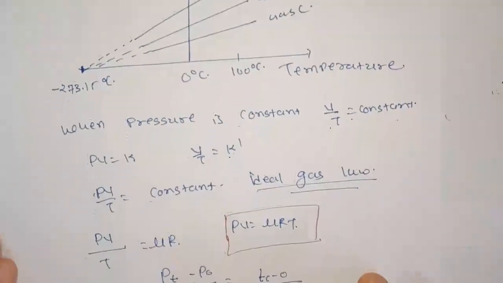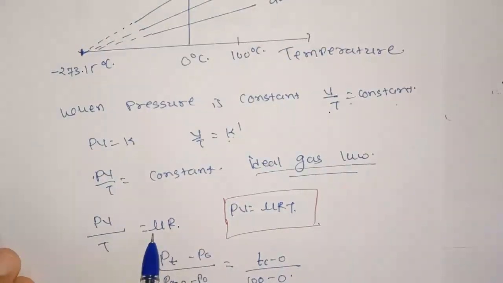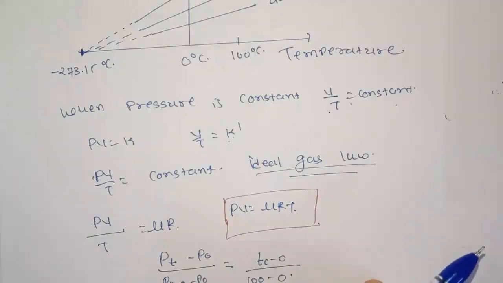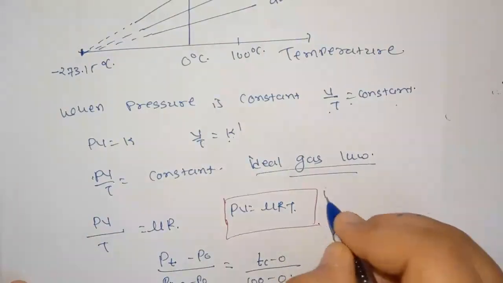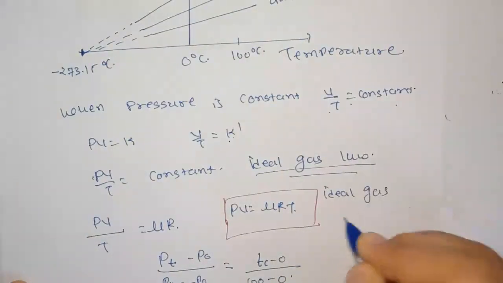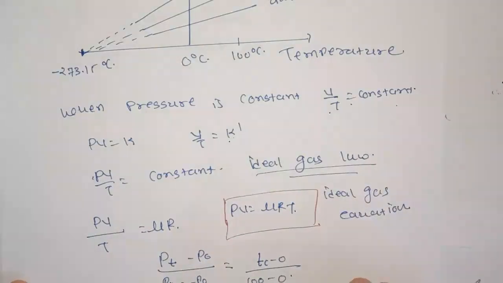The constant we can write here is PV upon T is equals to mu R, where mu is the number of moles of gas, R is the universal gas constant. So we can write PV is equals to mu RT. This is the ideal gas equation. The absolute minimum temperature is equals to minus 273.15 degrees Celsius, and it is also known as the absolute zero.